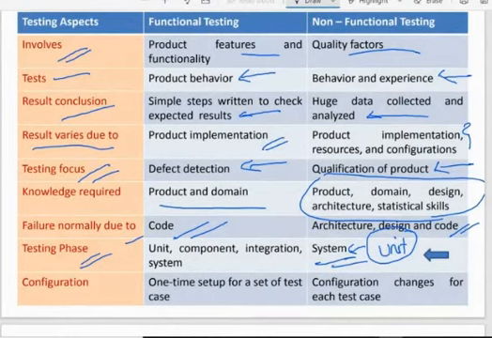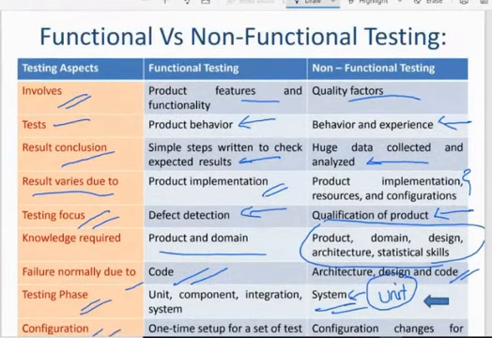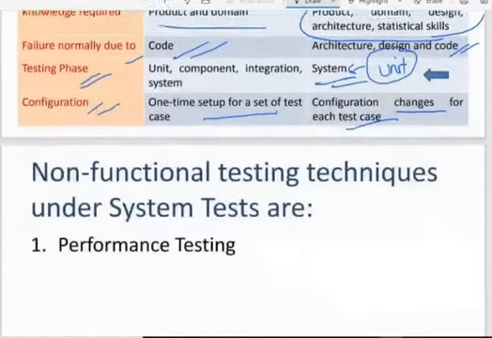Then we have, okay, I saw Ujjwal's answer. For example, in the Therac-25 case, developers did not test for system integration. They didn't see the link. Okay, yeah, correct, Ujjwal, very correct. So configuration is a one-time setup for a set of test cases, whereas here I have configuration changes for each test case. So these are some differences between your functional and non-functional testing.